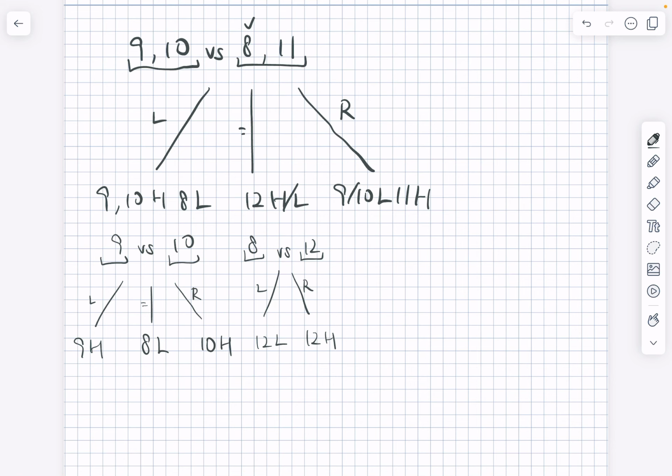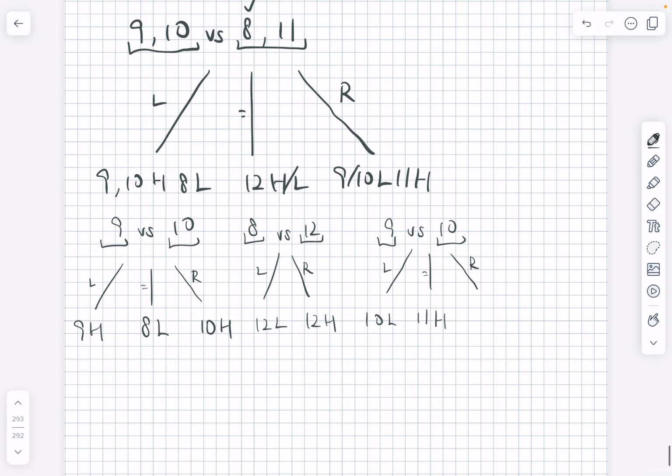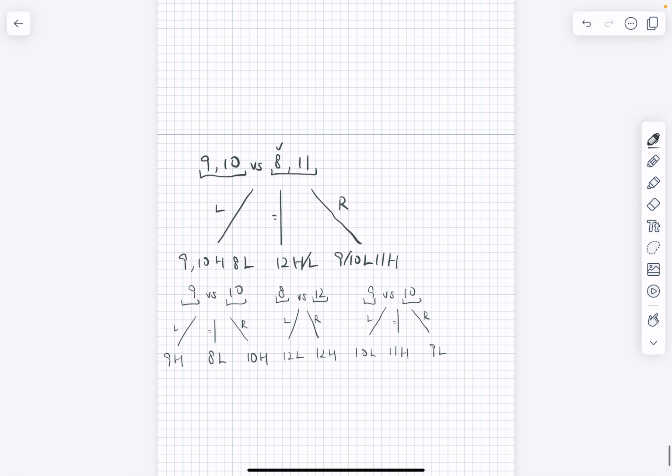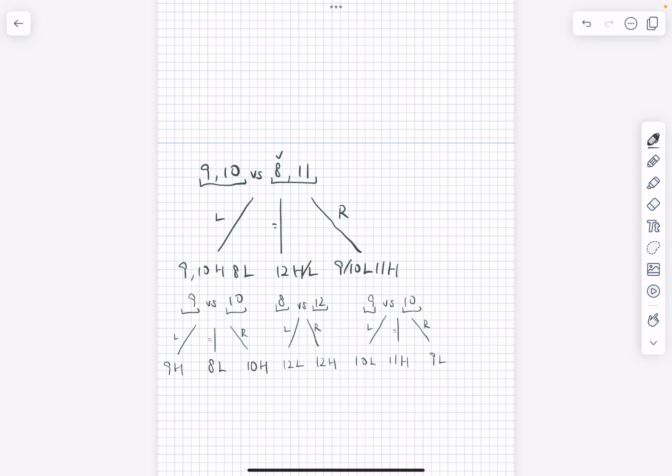Finally, in the last case here, we can compare 9 and 10. They're both possibly lighter balls, but we want to know which one. If the left side is heavier, 9 is heavier, that means 10 is the lighter ball. If they're equal, then the ball that we didn't measure, 11, is the defective ball, and 11 is a possible heavier ball, so it has to be heavier. If the right side is heavier, that means 9 is the lighter ball, because 9 or 10 can only be lighter balls. So 9 is lighter. Again, with 3 measurements, we're able to determine exactly which ball is heavier or lighter.